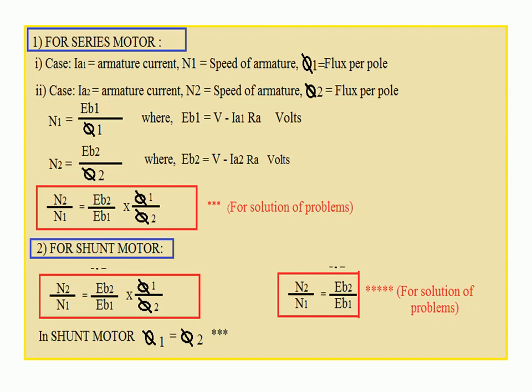In case of a shunt motor, for a given shunt motor the flux remains the same, so phi1 equals phi2. First you have to identify whether the given problem is a series motor or a shunt motor. If it is a shunt motor, flux remains the same, phi1 equals phi2. Therefore this equation becomes N2 by N1 equal to Eb2 by Eb1.